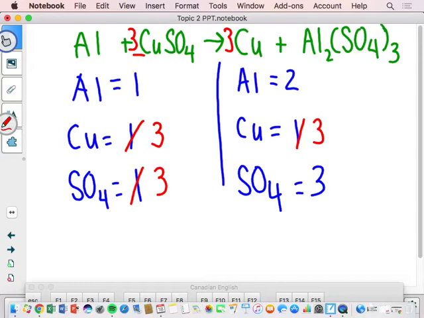We just need our aluminums. 2 aluminums on the right, 1 on the left. Put a 2 here, and you're good. 2, 3, 3, 1. Good. Yeah. 1.